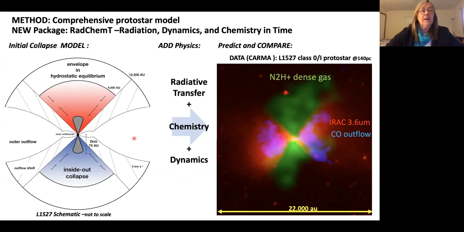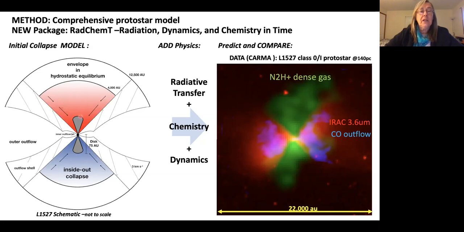L1527. The schematic on the left shows the inside-out collapse model for the protostar. The protostar is in the center here, size about 0.01 AU. The disk extends north-south, 75 AU radius, to match the geometry of L1527.